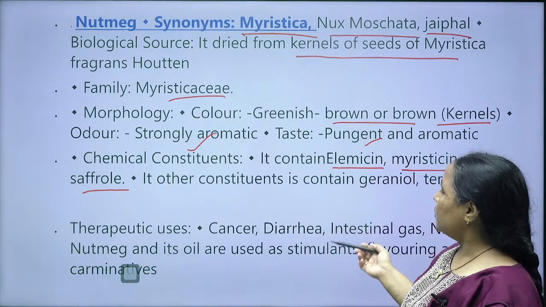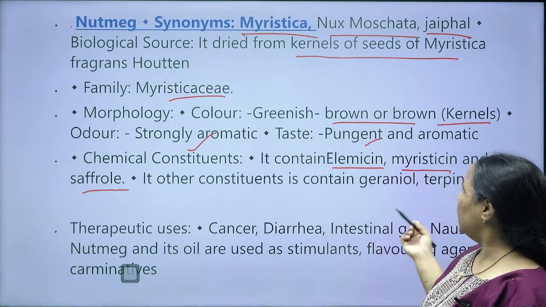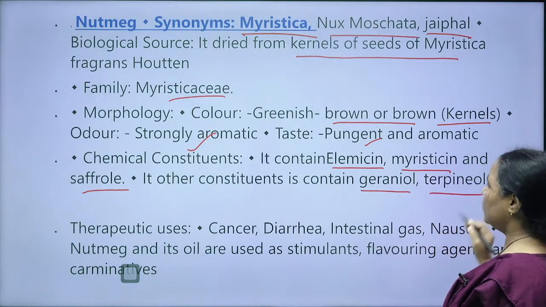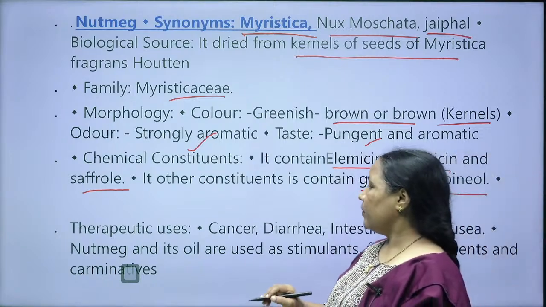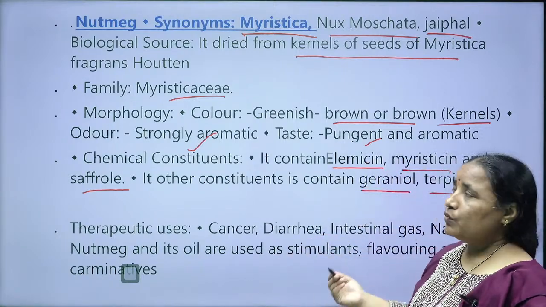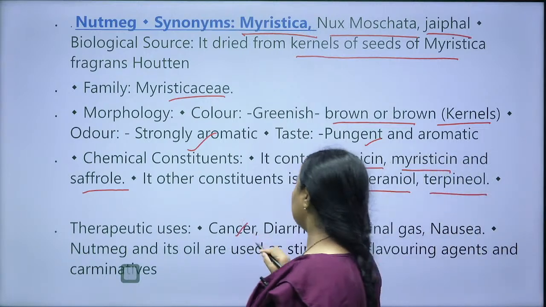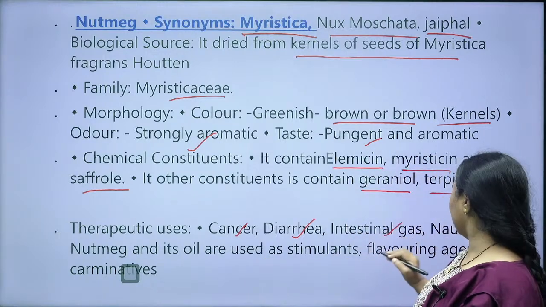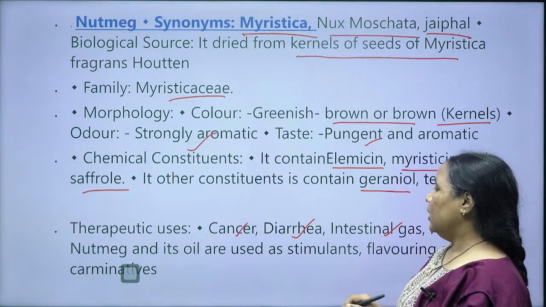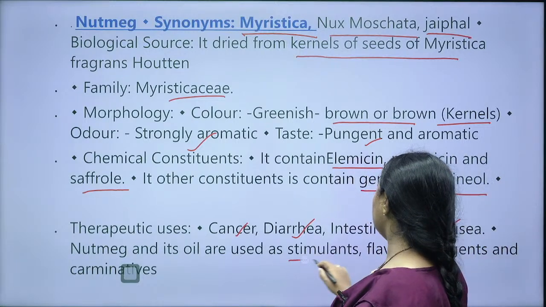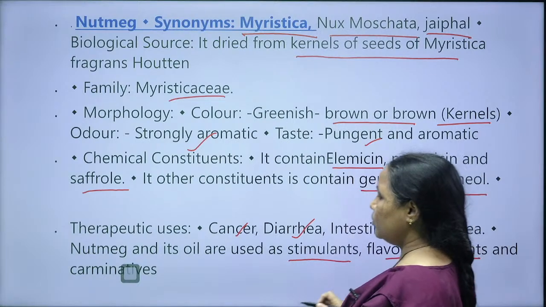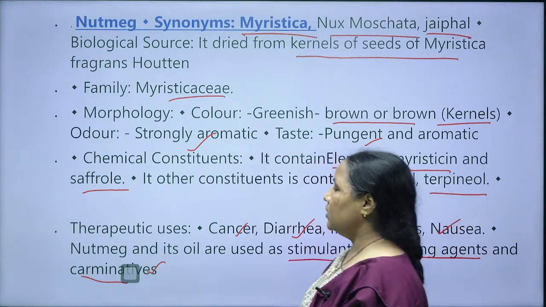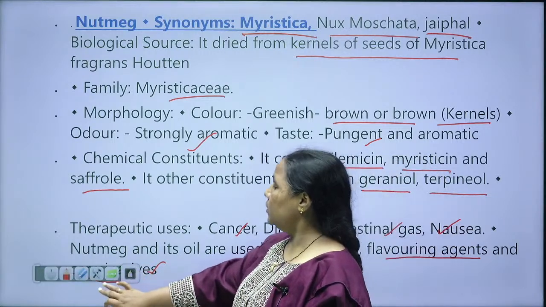Other constituents along with elemicin are myristicin and safrole. It also contains geraniol and terpineol to some extent. The main therapeutic uses of nutmeg are cancer treatment, diarrheal treatment, intestinal gas and nausea, and nutmeg and its oil are used as stimulants, flavoring agents, and also as carminatives. So these are the major therapeutic uses associated with nutmeg.